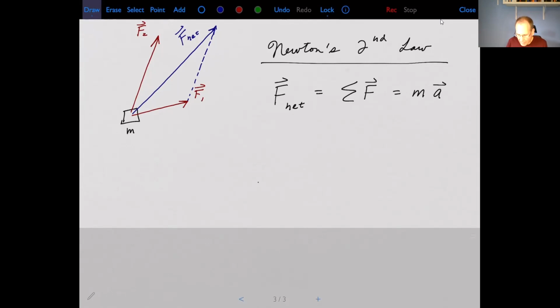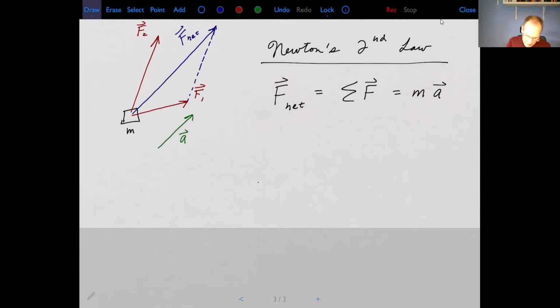Now, what this tells us, remember, the net force is a vector, right? The acceleration is a vector. Vectors have both magnitude and direction. The mass here is just a scalar. It only has magnitude. So this tells us that the direction of the acceleration of this object is the same as the direction of the net force. So in this case, this object is going to accelerate in this direction, same as the net force. That would be the acceleration.